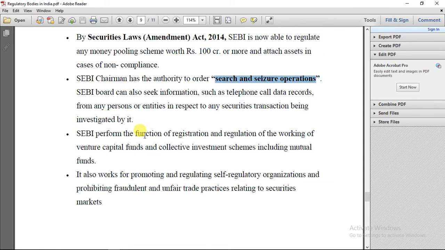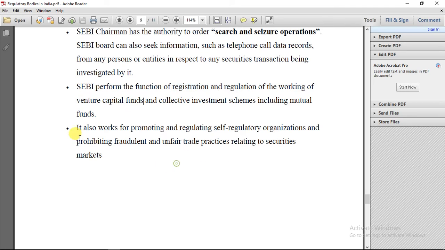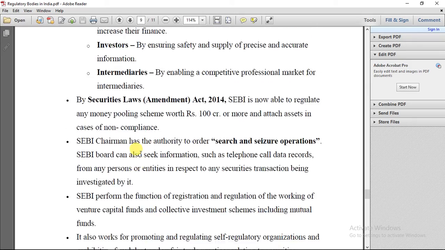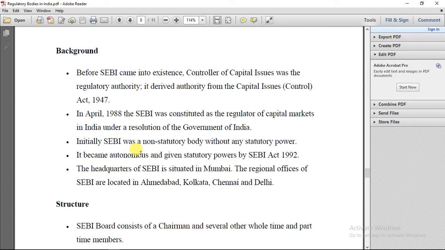So SEBI performs the function of registration and regulation of the working of venture capital funds. That is also important. Okay, so SEBI performs the function of registration and regulation of working of venture capital funds and collective investment schemes, including mutual funds. Next, it also works for promoting and regulating self-regulatory organizations and prohibiting fraudulent and unfair trade practices relating to the securities market. So that was all about SEBI. The basic concept, I think it has been cleared.